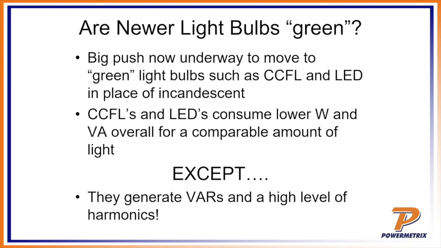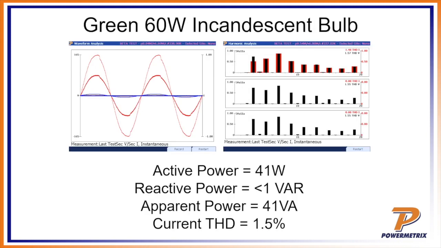Well, that's all true from a consumer point of view, except the dirty little secret about CCFLs and LEDs is that they generate VARs, and they generate a very high level of harmonics. So with that being said, let's look at a study I did a few years ago, which was a comparative study between 3 light bulbs. These were all light bulbs that were rated for 60 watt output.